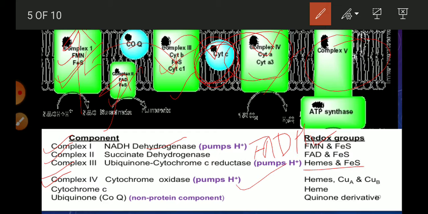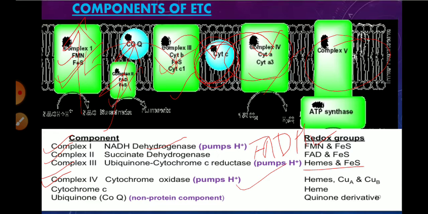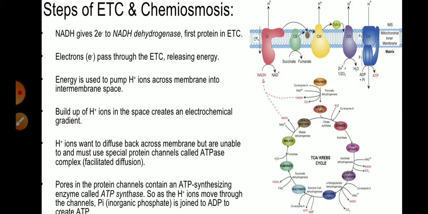Complex 2, as I have mentioned, is succinate dehydrogenase, the complex specifically for FADH2, and it also gives electrons to ubiquinone, and then ubiquinone transfers these electrons to complex 3. Now we will see the steps of the electron transport chain and chemiosmosis.